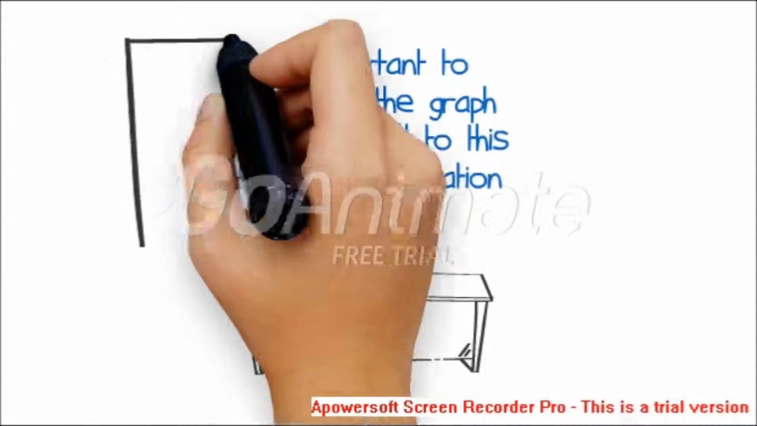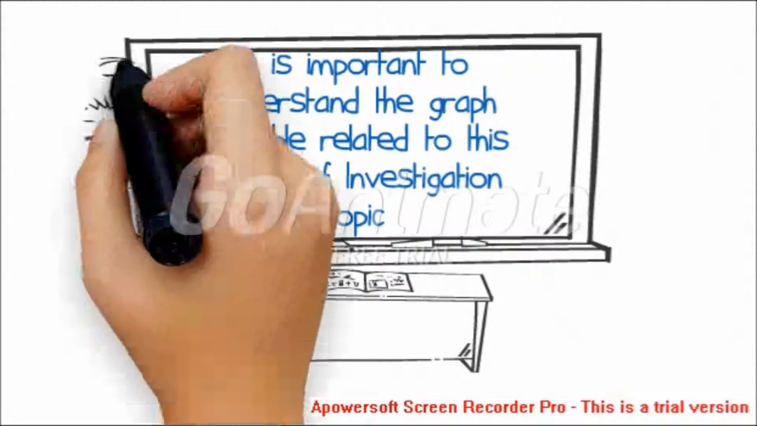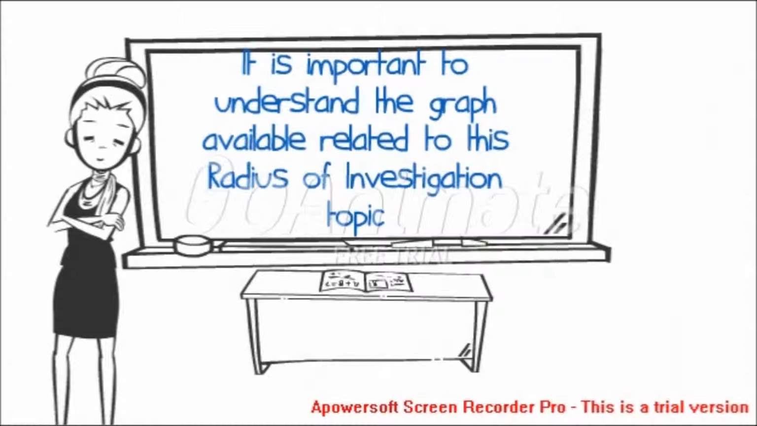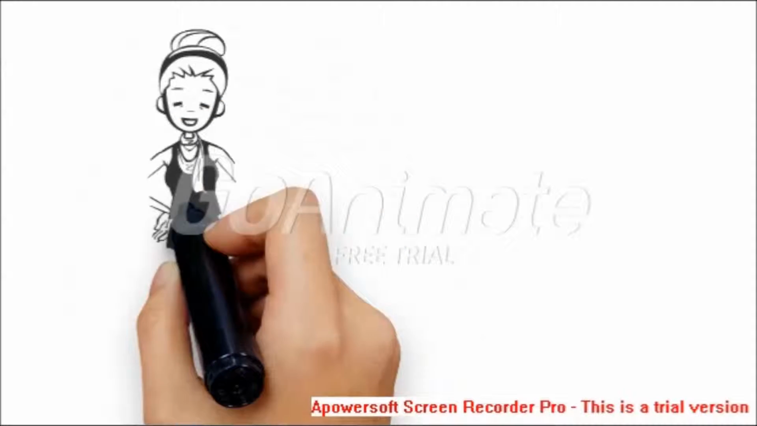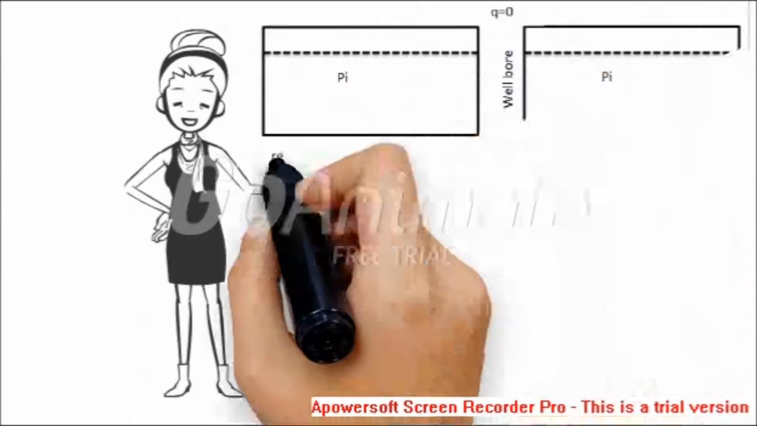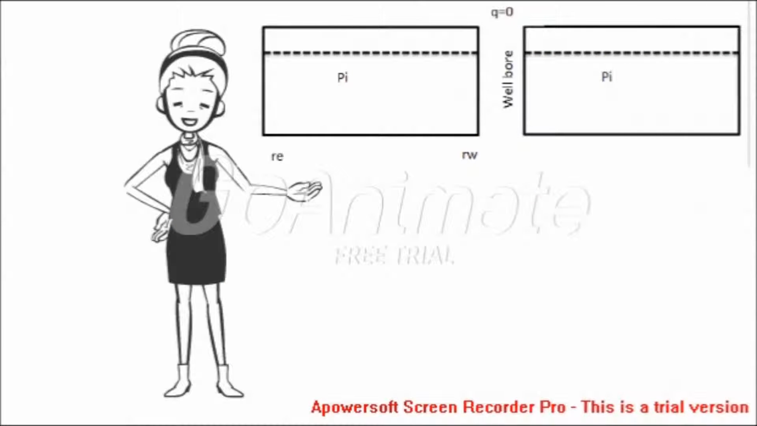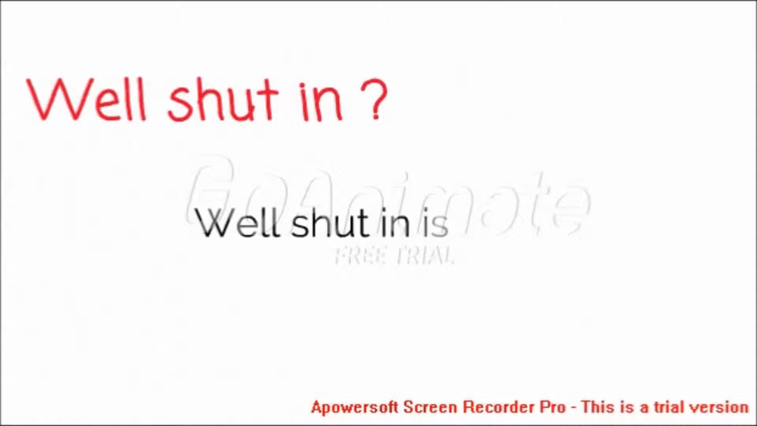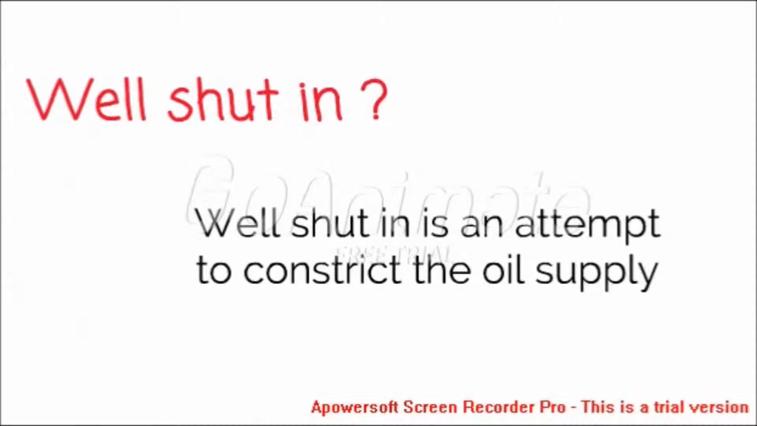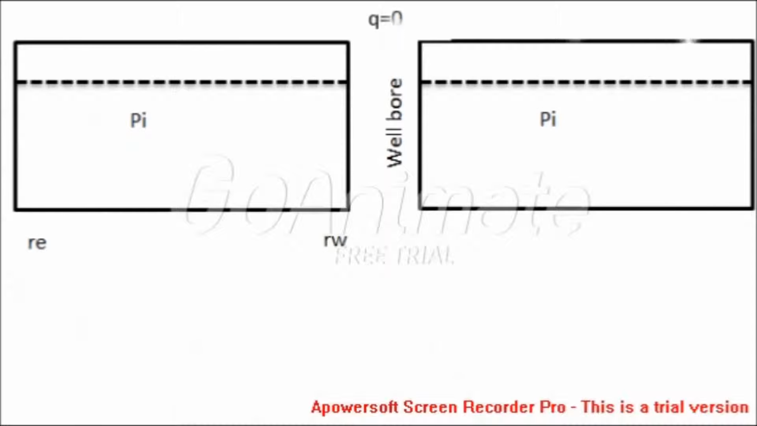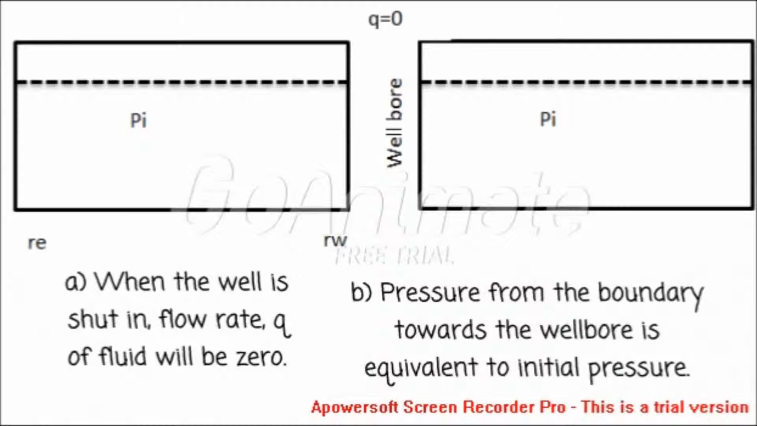It is important to understand the graphs related to this radius of investigation topic. Let's first understand this graph of pressure against radius. This graph shows that shut-in of the well occurs. Let us recap what well shut-in is. Well shut-in is an attempt to constrict the oil supply. As the oil flow is constricted, the flow rate of oil is zero, and the pressure from the radius of the boundary towards the radius of the well will be the initial pressure.